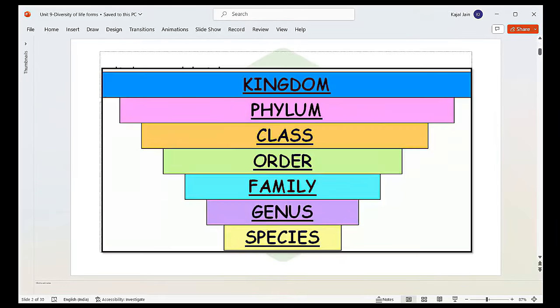Okay, first thing first, in a number of previous years' questions, this particular thing has been asked, where you are asked about the hierarchy of how we classify the organisms. On the top level, you have the kingdom, then phylum, class, order, family, genus, species. This has been asked 6 or 7 times, just this segment.